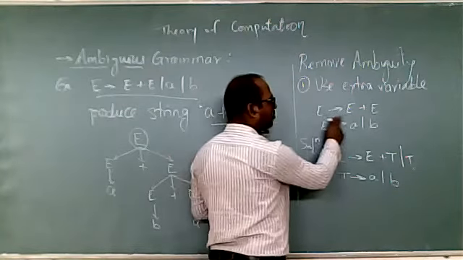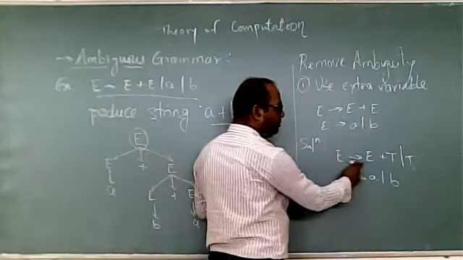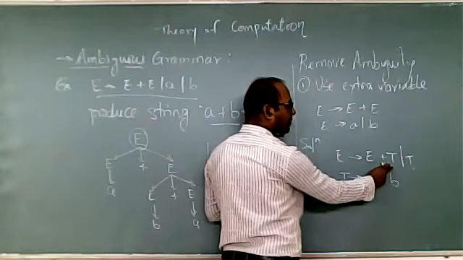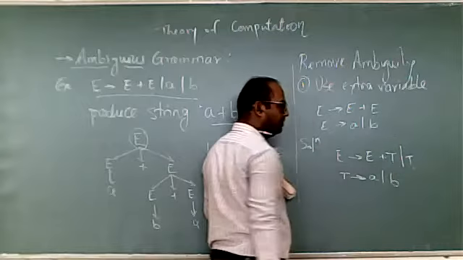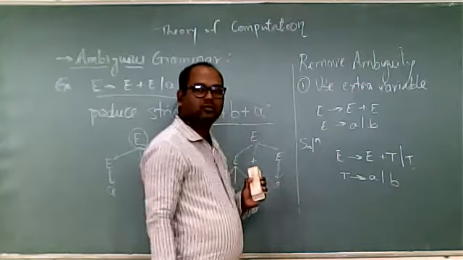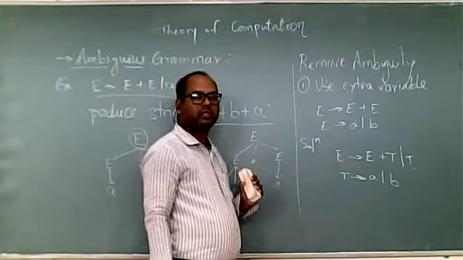So E produces E plus E becomes E produces E plus T. I am replacing the second E with a new variable called T, and T produces A or B. This is how we remove the ambiguity.